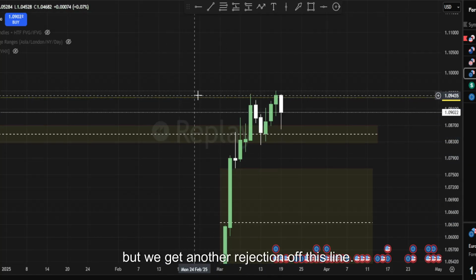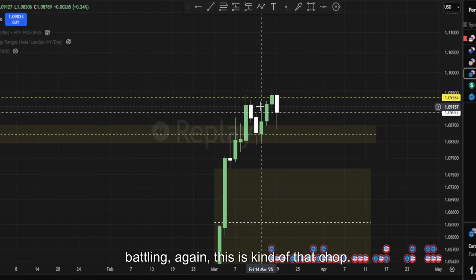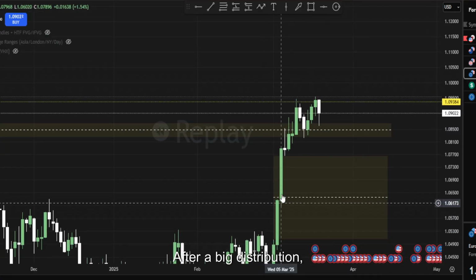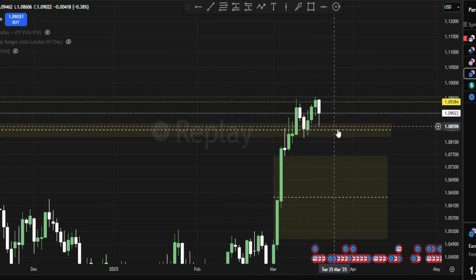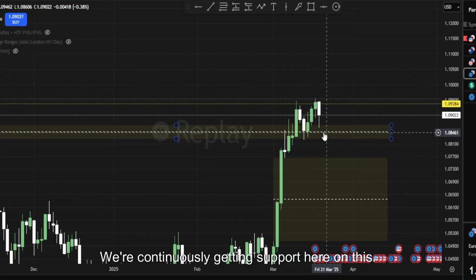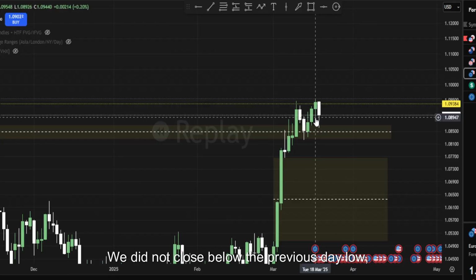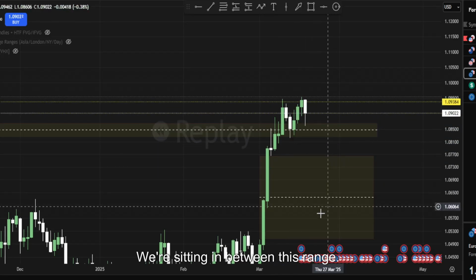But we get another rejection off this line. So we get a strong rejection here. A lot of battling. Again, this is kind of that chop. After a big distribution, the market just chops people out. We're continuously getting support here. We did not close below the previous day low, so we're undecided. We're sitting in between this range.